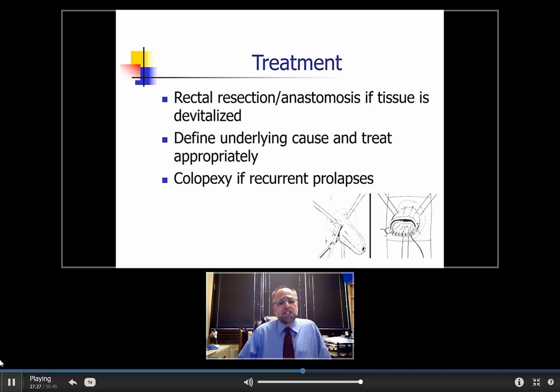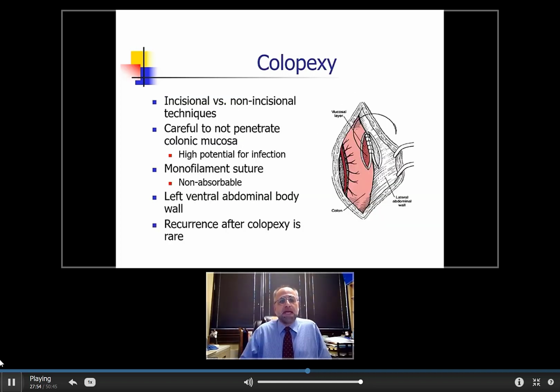If the tissue is severely damaged, if it's been out a long time or the patient may have chewed at it or it's lost its blood supply, then we may have to do a rectal resection and anastomosis. And basically what that involves is cutting away the tissue that is sticking out and then resuturing it back to its healthy self, and then reducing the prolapse and putting a purse string in there. If there is a recurrent prolapse, then we may have to do an abdominal procedure called a colopexy.